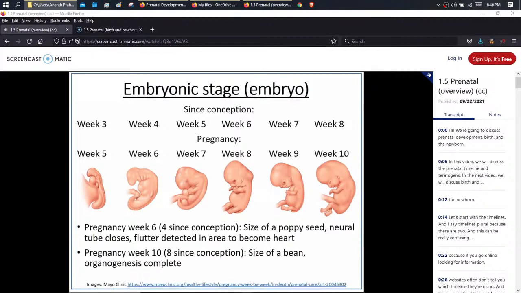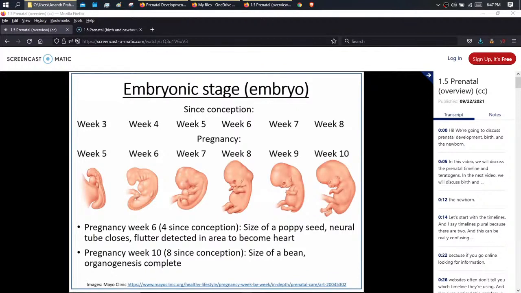Pregnancy week 10 is the end of the embryonic stage. It's also week 8 of the prenatal timeline. And the organism, the embryo, is the size of a bean, and organogenesis is complete. So organogenesis is the formation of the organs. Organo means organ, genesis means creation of.